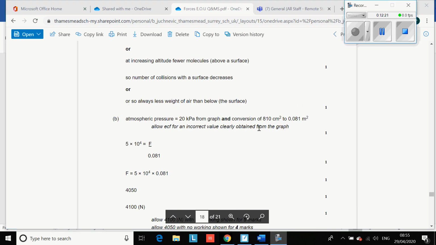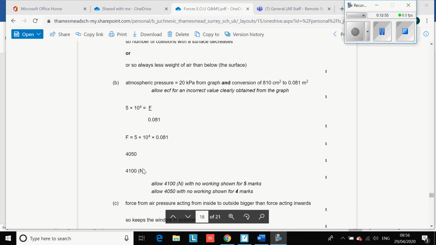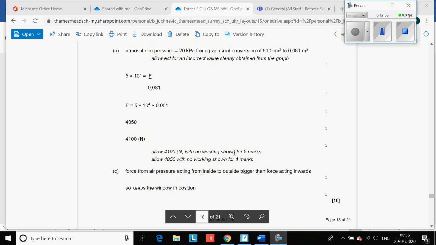So there was a lot for you to notice in this question. You needed to identify the pressure inside and then minus that from the 20 kilopascals worked out from the graph to give you 5 times 10 to the 4 or 50,000. Divide that by the area, which is being converted into meters, and then that will give you your force. And then the final mark comes from making it two significant figures. So from that to that. There was a total of 4 marks for that.